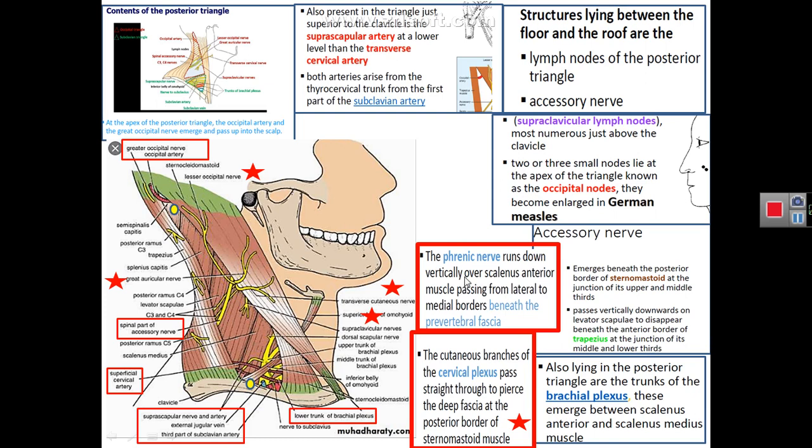The phrenic nerve could not be demonstrated here. It runs anterior to scalenus anterior, running downward from the neck to the thorax, and is also considered as content at the anterior inferior angle of the posterior triangle. The occipital lymph nodes have an important clinical application in that they may be enlarged in some infections, like German measles, the rubella.